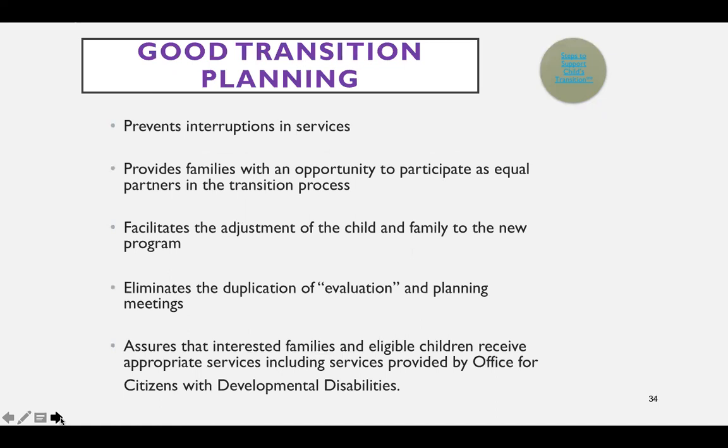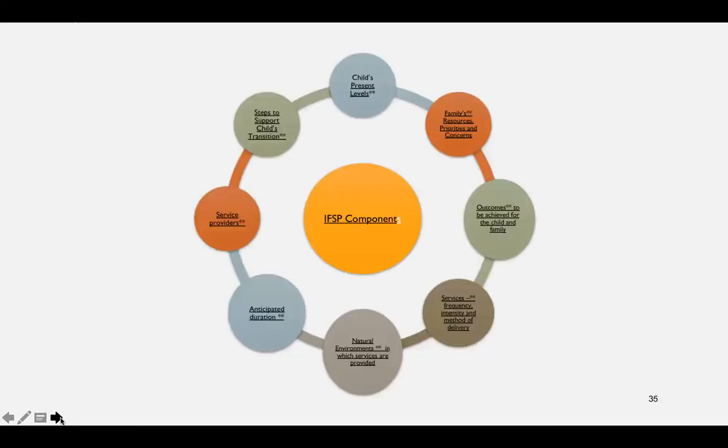Good planning prevents interruptions in services, provides families with an opportunity to participate as equal partners, facilitates the adjustment of the child and family to the new program, eliminates duplication of evaluation and planning meetings, and assures that interested families and eligible children receive appropriate services, including services provided by the Office for Citizens with Developmental Disabilities.